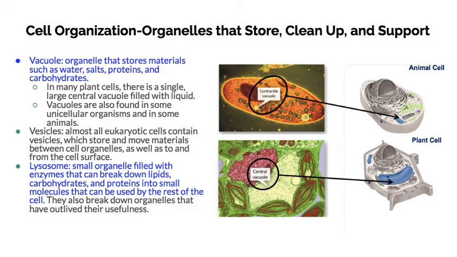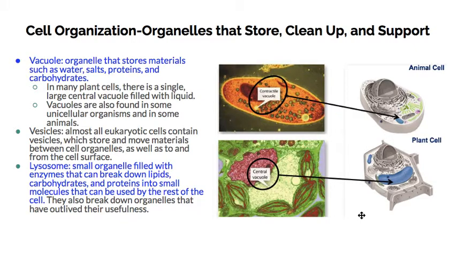So now we're going to talk about the organelles that store, clean up, and support the cell. So first we have the vacuole, and that's the organelle that stores materials such as water, salts, proteins, and carbohydrates. In plant cells, there's a single, large, central vacuole here, filled with liquid. Vacuoles are also found in some unicellular organisms and in some animals. Next, we have vesicles, and almost all eukaryotic cells contain vesicles, which store and move materials between cell organelles, as well as to and from the cell surface.